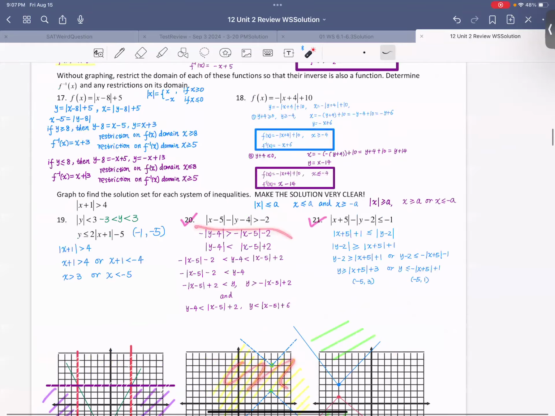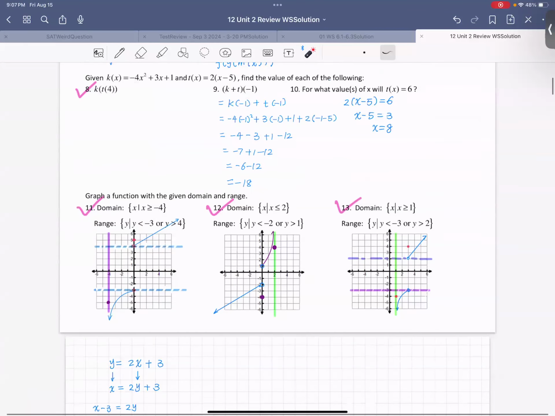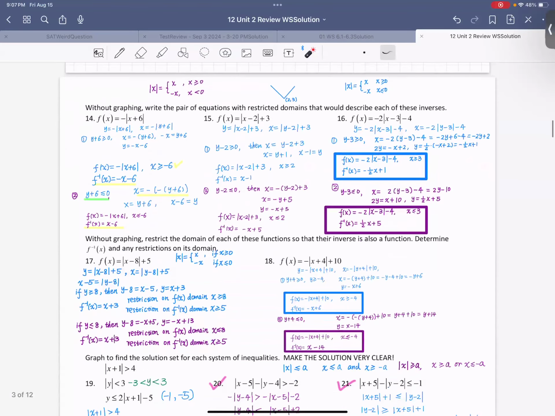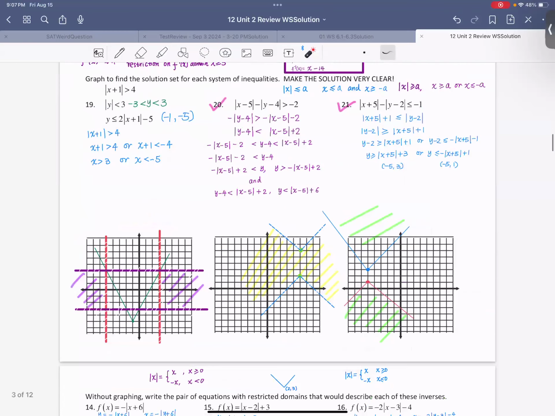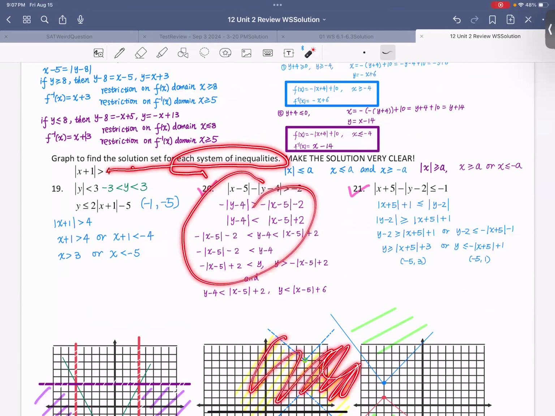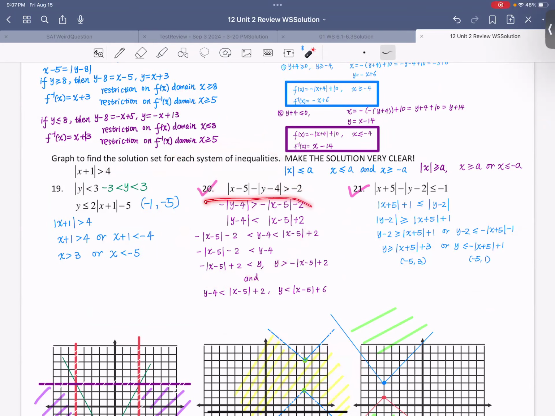Some people say, hey, this time you're shading. Previously, you didn't allow us to shade. Previously, they asked you for a function. This one asks you to find the solution for the system of inequalities. That's called a system of inequalities. That's not a function, okay?